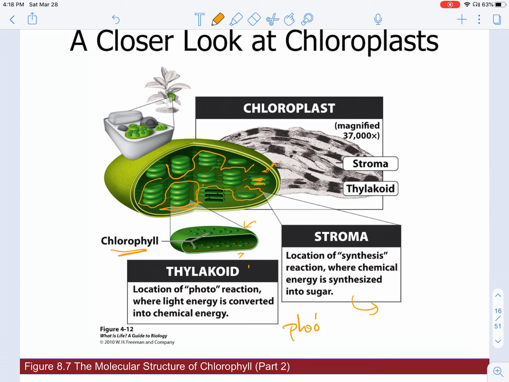Photosynthesis is actually two different parts. There is the photo part, which is the part that requires light, and that is using the energy of light in order to make chemical energy in the form of ATP and NADPH. And then there's the synthesis part, which is using the ATP and NADPH in order to make sugar.